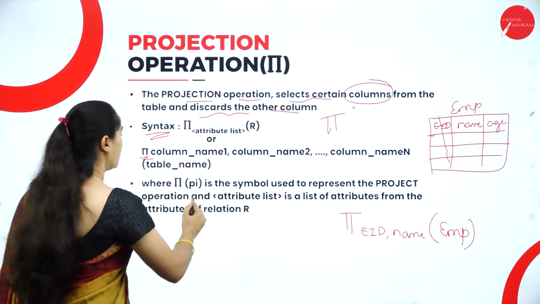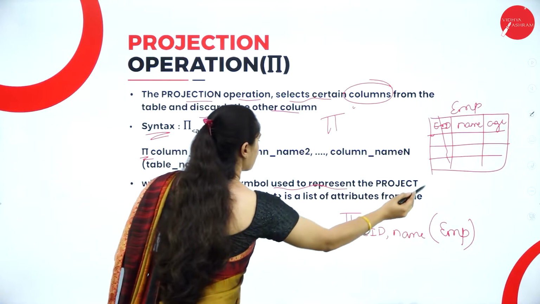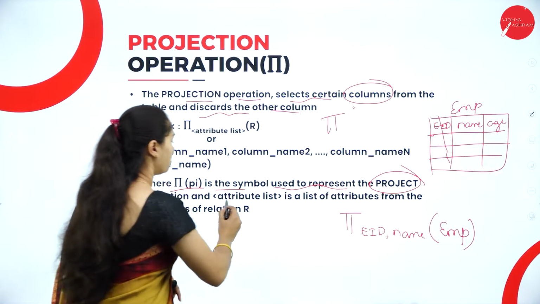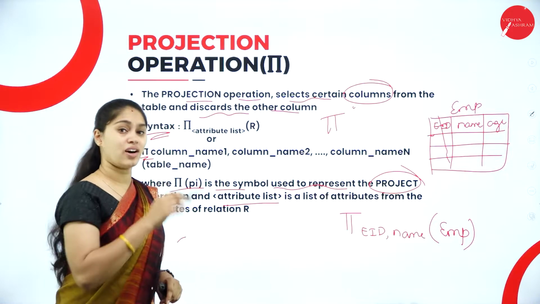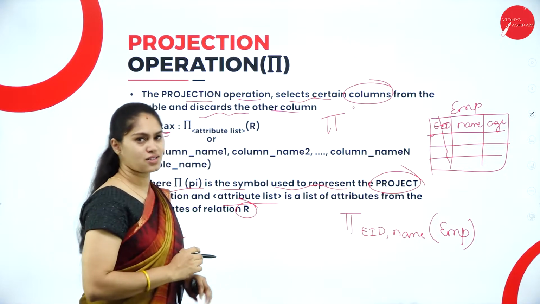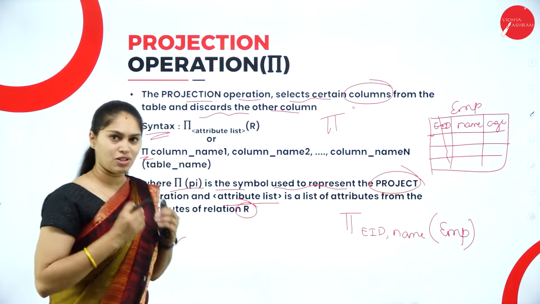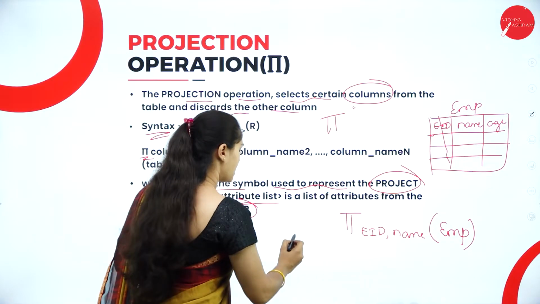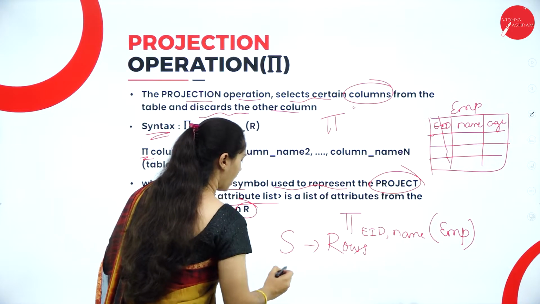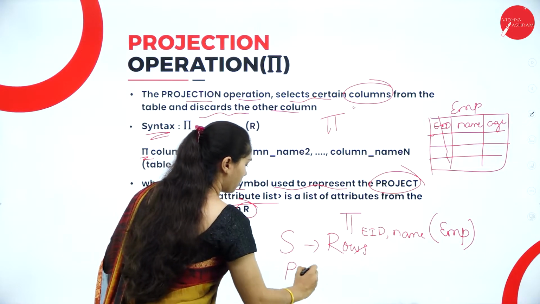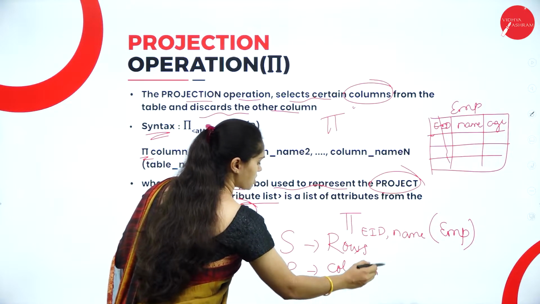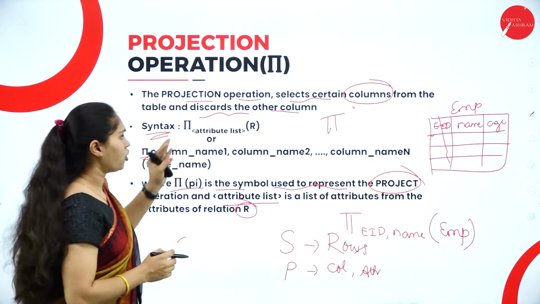Result. So here pi is the symbol used to represent the project or projection operation, and here we have a list of attributes or a list of columns we are taking from the relation R. So this is mainly to retrieve the columns. Remember, the select operation is used to retrieve the rows or tuples, and this projection operation is used to select the columns or attributes. This is regarding two of the operations.